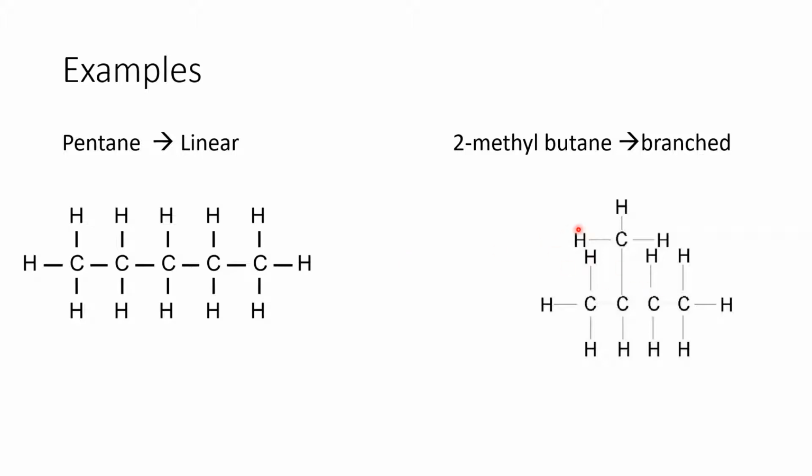In this example, the methyl group is found on the second carbon, as it's closest to the first. So it's 2-methyl. As there's 4 carbons in the parent chain, so that's 2-methylbutane.